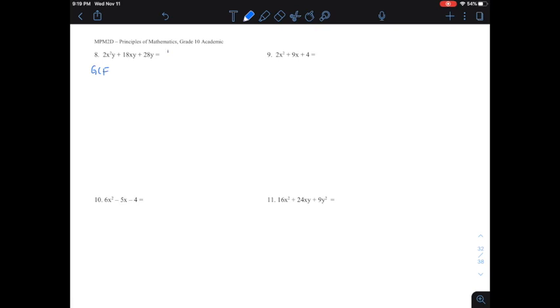All right, let's look for a GCF. Okay, I think I can factor this further. Are there 2 numbers that multiply to 14 that add to 9? Yep, 2 and 7.